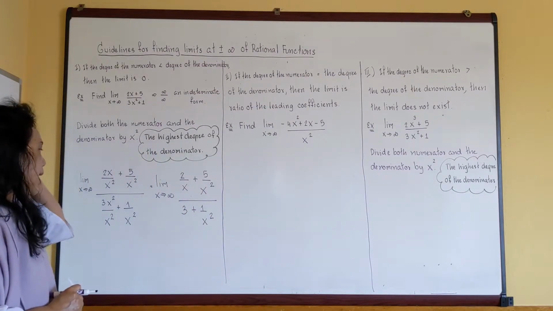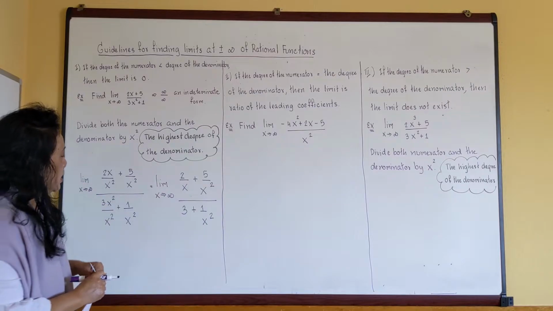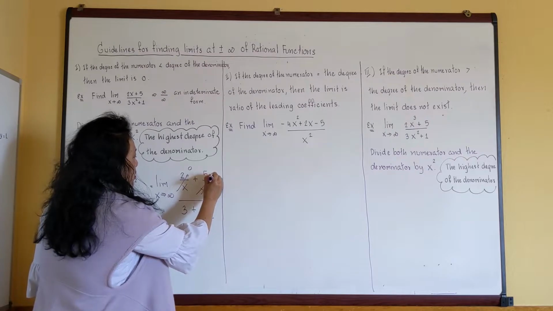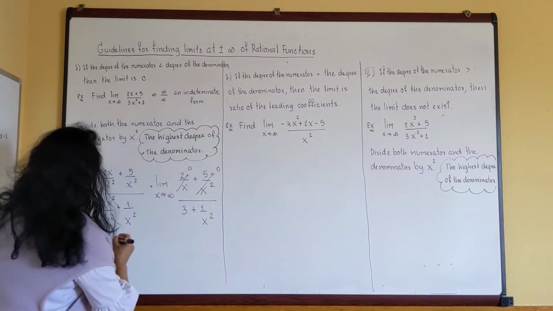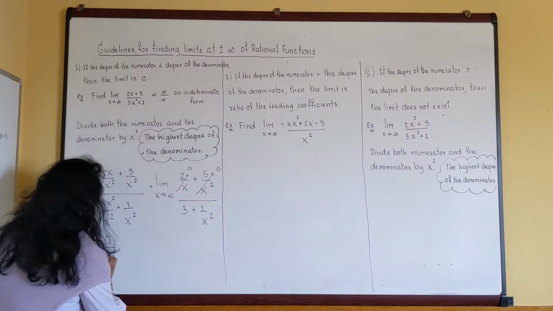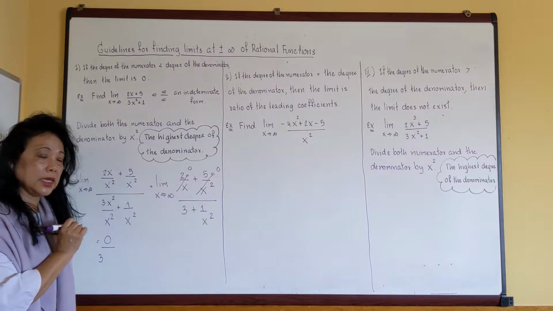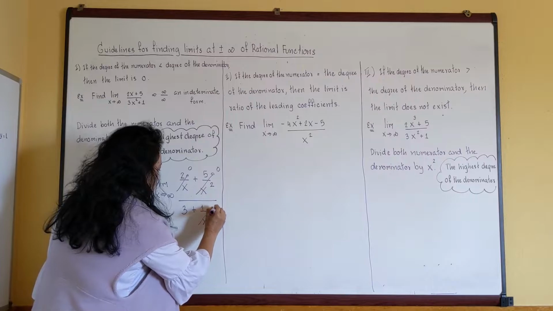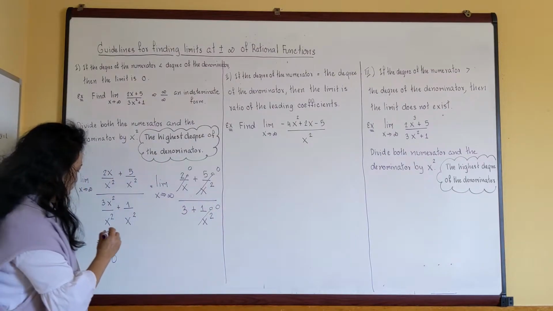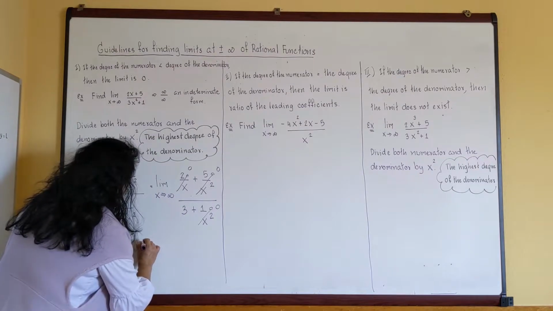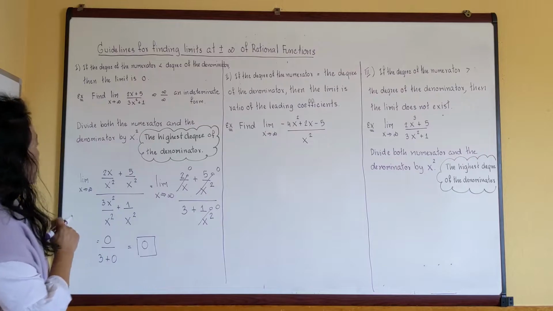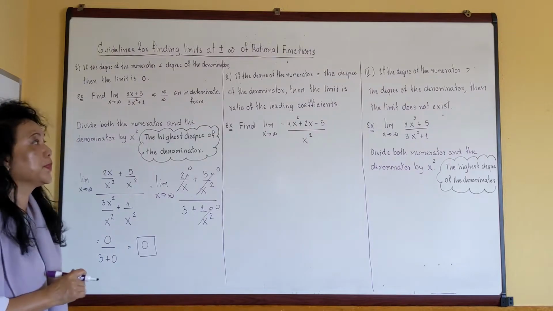Alright. Now as x goes to infinity, the first term will be 0. The second term will be 0. So we have 0 on the numerator. In the denominator, we have 3. The second term will be 0. 0 over 3 is 0. So this whole thing is equal to 0.